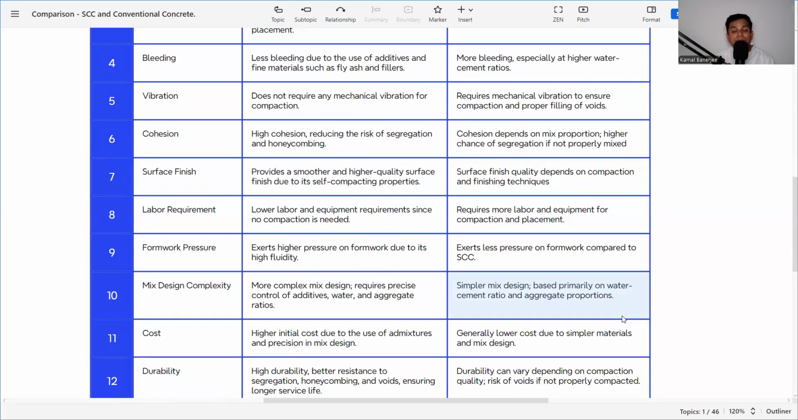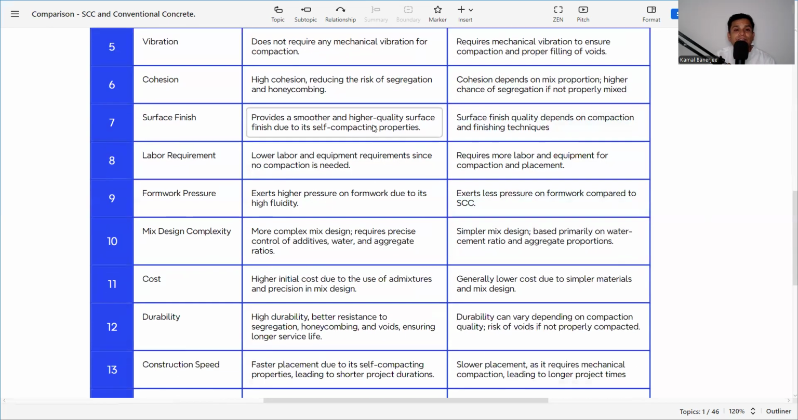Again, the honeycombing will not form and the segregation will not happen. But cohesion depends on the mixed proportion; there are higher chances of segregation if it is not properly mixed. Then surface finish. It provides a smoother and higher quality surface finish due to its self-compacting properties. So it has its own properties to compact and consolidate.